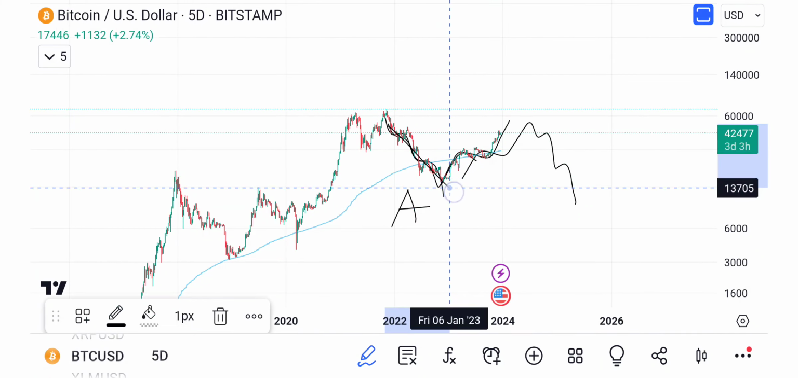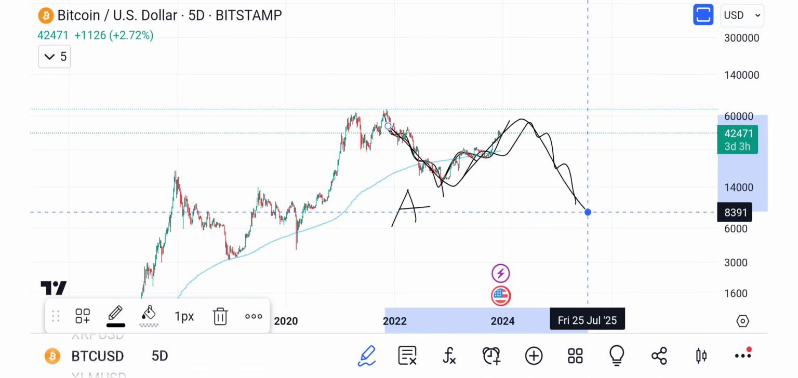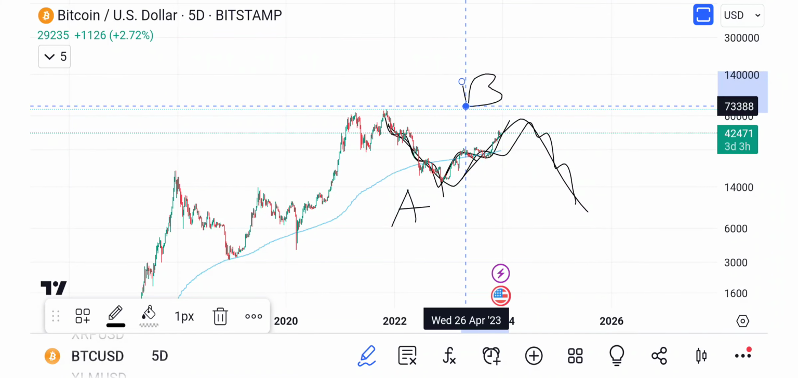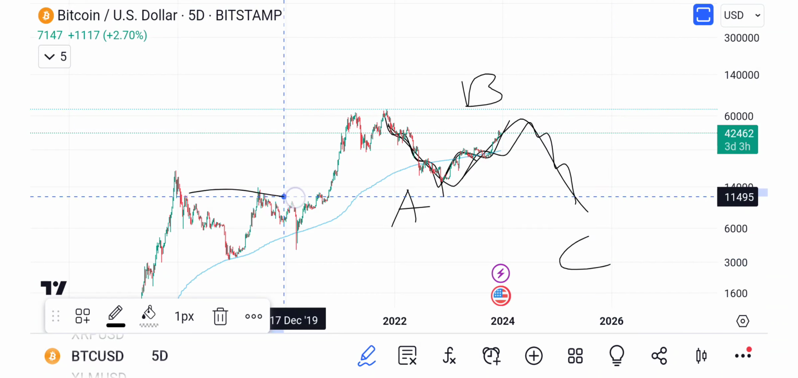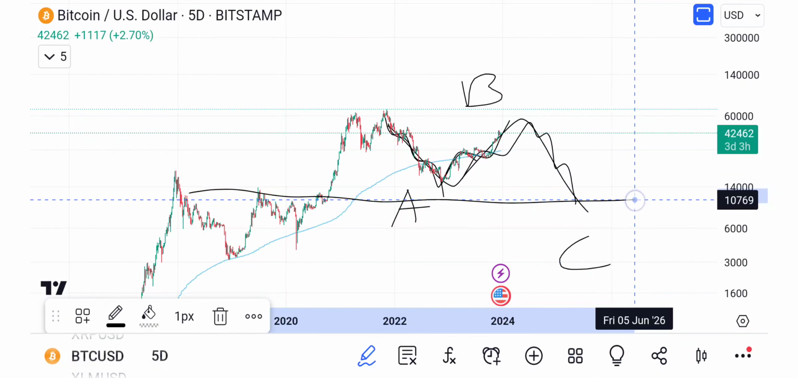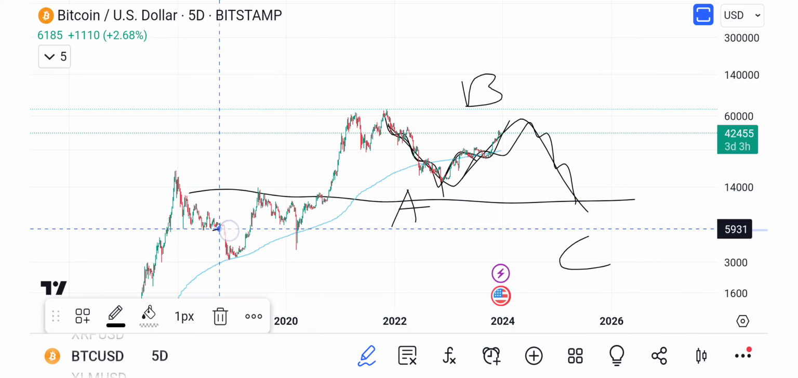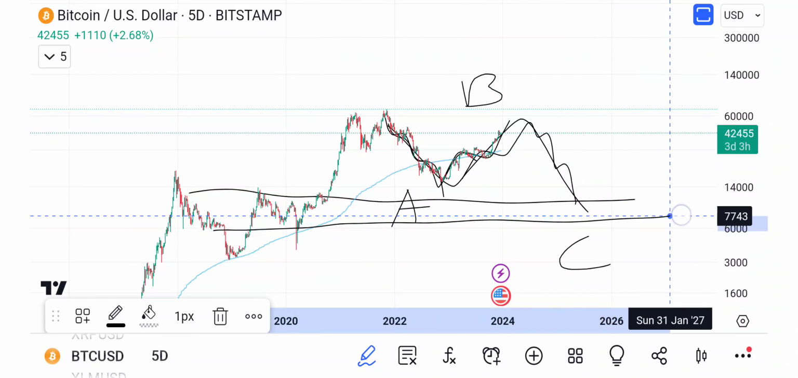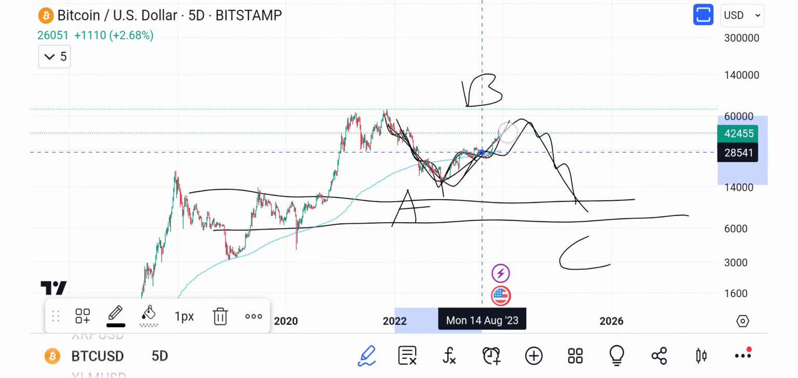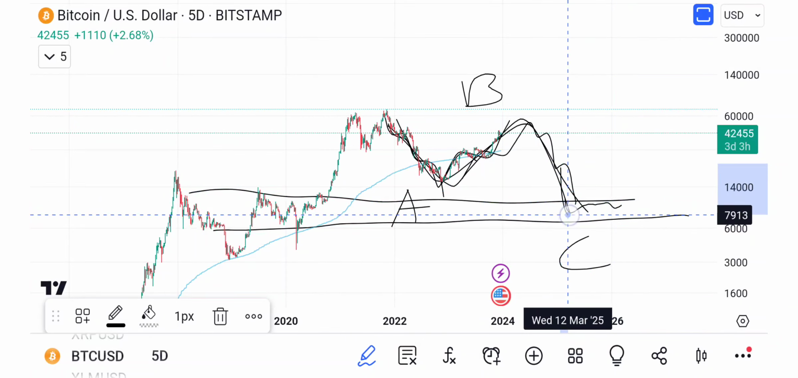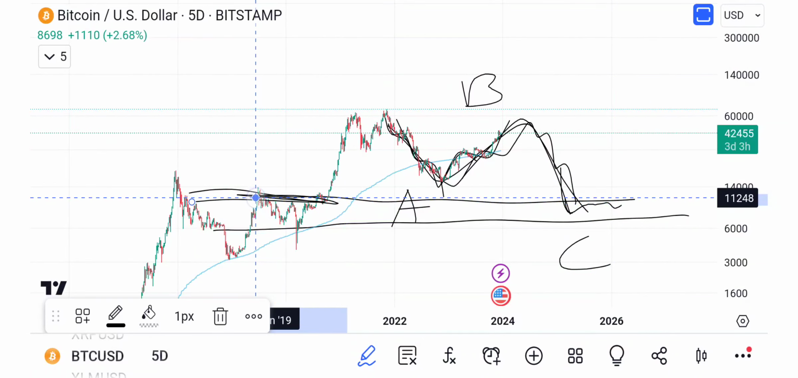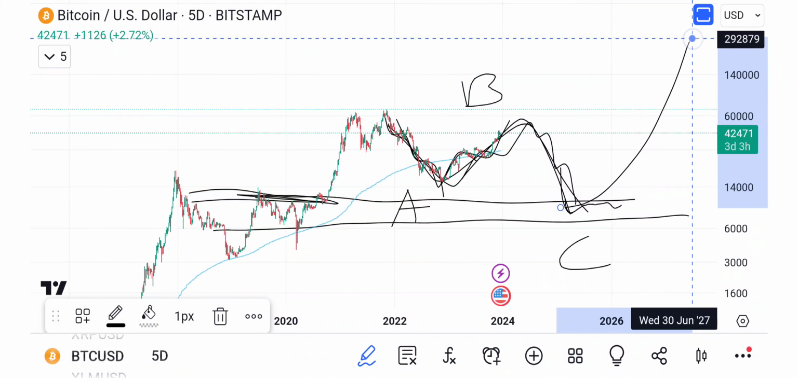So it would be A, B, and then C, right? So this would be B, and this would be C. And where does C go? C comes back down to backtest this area, about 14K. I would say between 12 and 14K right in here. So A, B, C. We come down here, we consolidate, backtest it. We're backtesting this area, and then we go.